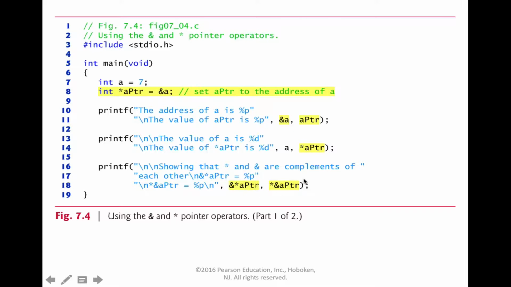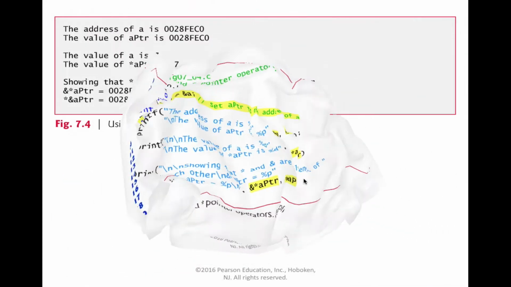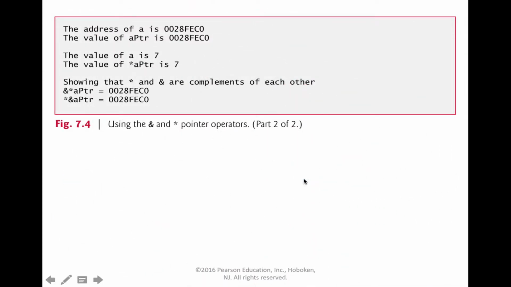So let's take a look at the results of this program. The address of A gives us 0028FEC0, and the value of a pointer is 0028FEC0. If we just grab the value of A, and if we dereference a pointer, we get 7 for both of those.